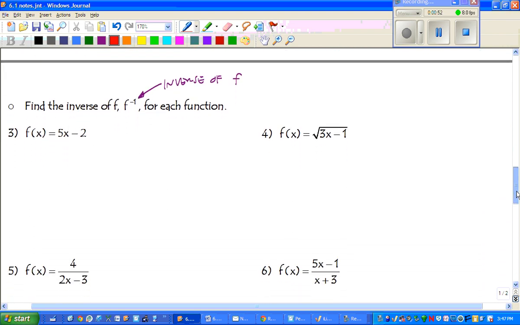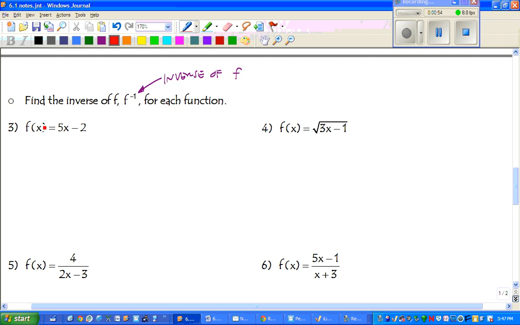Now, you don't see a y there, but remember, f of x is just a different way of representing y when it's a function, so a function of x. So we're going to say this is y equals 5x minus 2. We're going to switch: x equals 5y minus 2. So switch the x and y. Then all we have to do is solve for the new y.